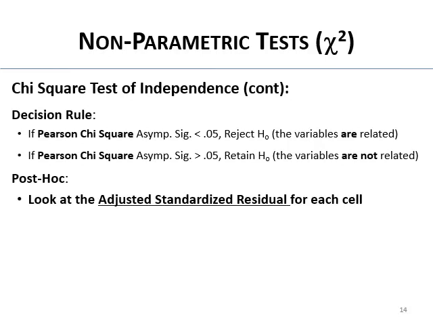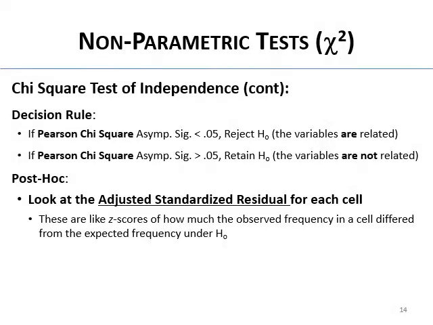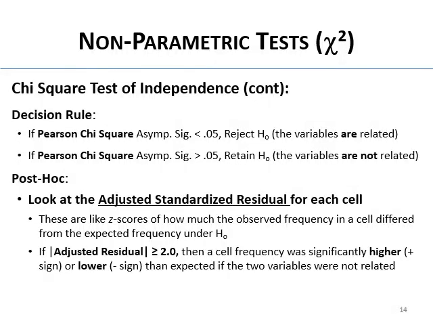Your post-hoc test is something called adjusted standardized residuals, and each cell gets one of them. SPSS just calculates them, and they're kind of like z-scores of how much the observed frequency in that cell differs from what would have been expected if the null was true, the null being there's no relationship. So just like a z-score, if you get an absolute value of an adjusted residual greater than or equal to 2, then something's really weird in that cell, so you want to take a look at it.